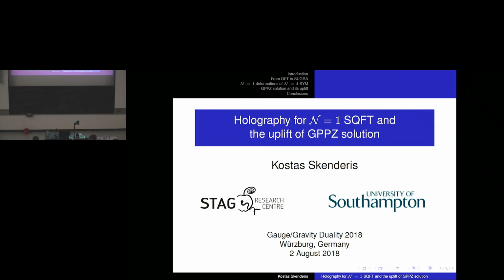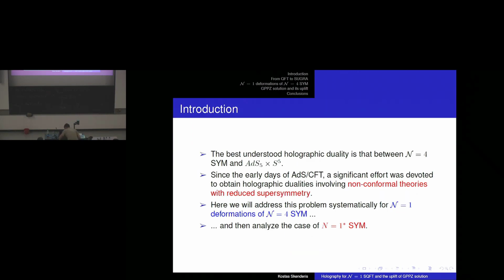So let me start with an introduction. The best understood holographic duality, as we all know, is between N=4 Yang-Mills and AdS5 × S5. But of course, if we want to move to more realistic examples, we would like to understand examples where they're not necessarily conformal and they have less supersymmetry. And this was a goal from the very early days of AdS/CFT.